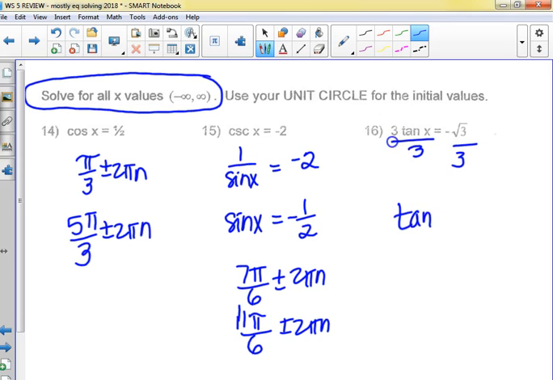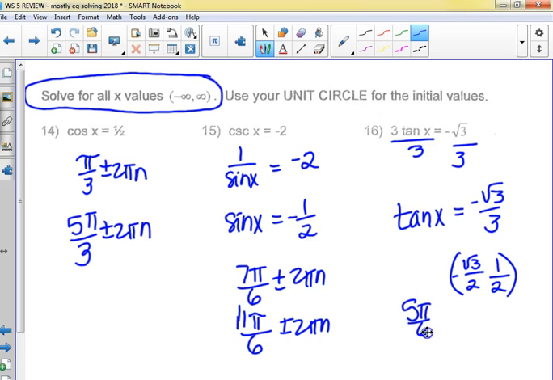Okay, this one, tangent is -√3/3. What ordered pair am I looking for there? √3 here and 1 here, is that what I heard you say? Because 1 over √3, y over x would be √3/3, we good? But I need either this to be negative or the back one to be negative, right? Because it was a negative. All right, so that ordered pair happens at 5 pi over 6 and 11 pi over 6. Do I really need both of those?